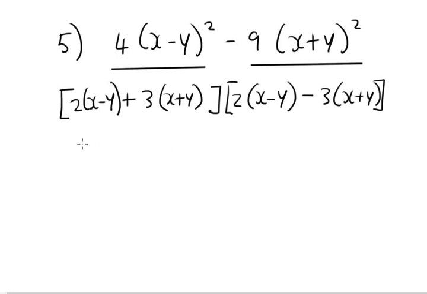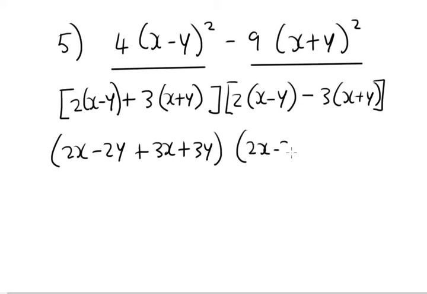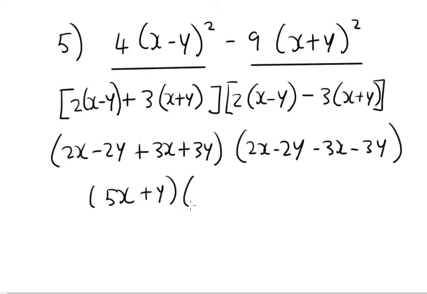So now, although we're doing factorization, we now have to simplify. So you're left here with 2 times x is 2x. 2 times negative y is minus 2y. Plus 3x plus 3y. Multiplied by 2x minus 2y minus 3x minus 3y. My final answer here is I've got 5x. 2x plus 3x is 5x, plus y, multiplied by x minus 5y.